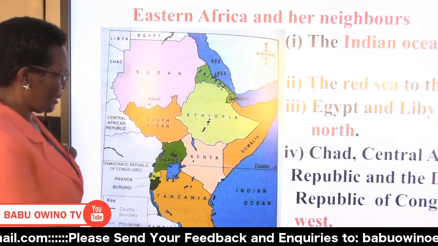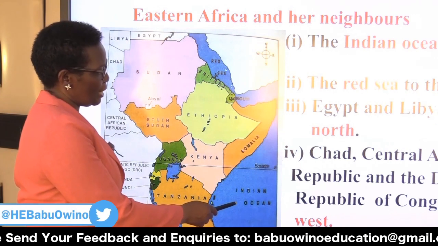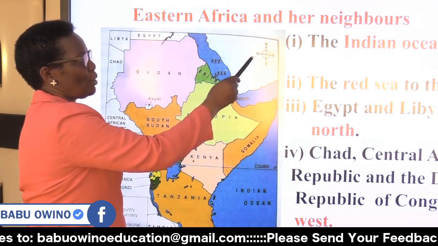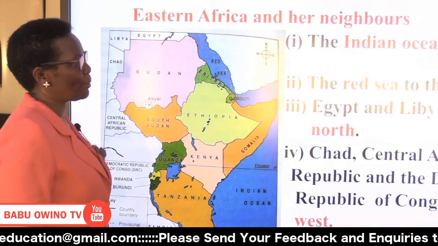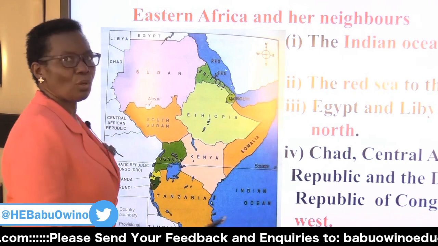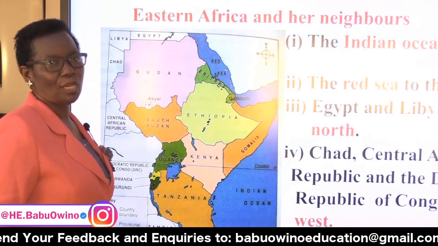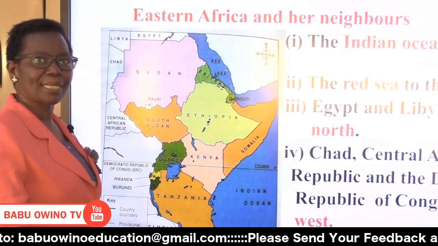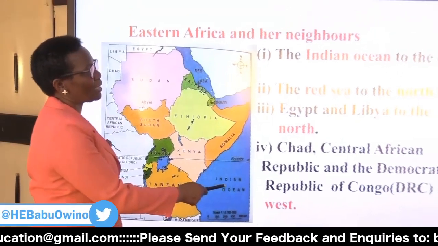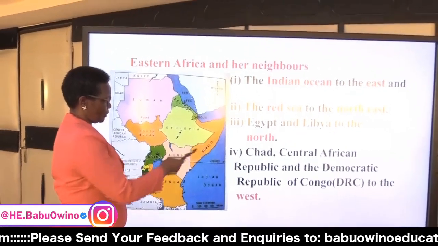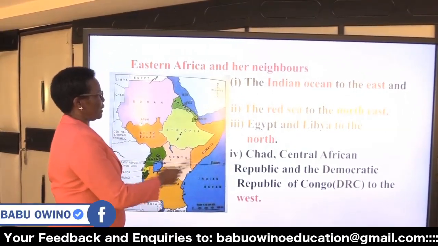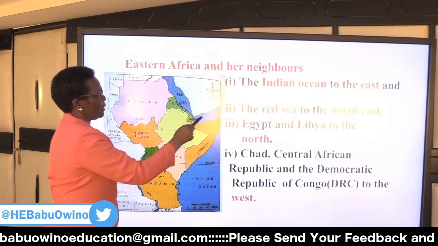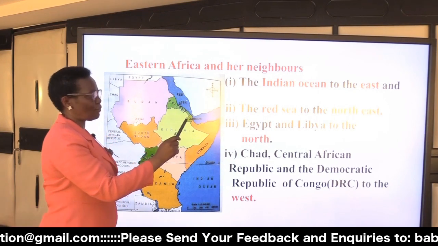We have the Indian Ocean, this one here. You see the Indian Ocean? The Indian Ocean is to the east. When we are reading a map, we will always use the compass. You'll find that the compass is drawn on the side of the map. This compass is the one to direct you. It will always give us the four cardinal points, but you can further subdivide your four compass points to make it 8 or even 16. So we have the Indian Ocean to the east of Eastern Africa. Then we have the Red Sea. The Red Sea is here to the northeast of Eastern Africa.